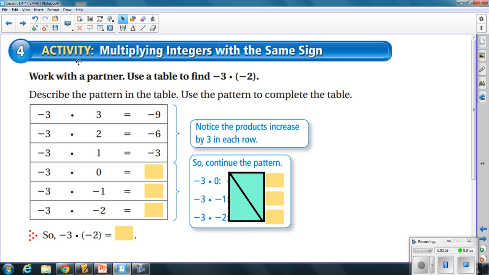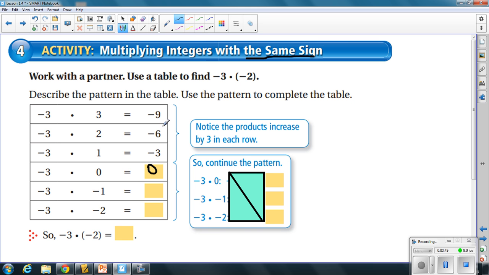Let's take a look at example number 4. We're multiplying integers with the same sign. Okay? So let's start with what we know right now. Negative 3 times 3 is negative 9. Signs are opposite. Again, signs are opposite. Negative 3 times 2 is negative 6. And here we have negative 3 times 1 is negative 3. Notice the signs are different, so your answer is negative. Negative 3 times 0 is 0. Remember, anything times 0 is always 0.